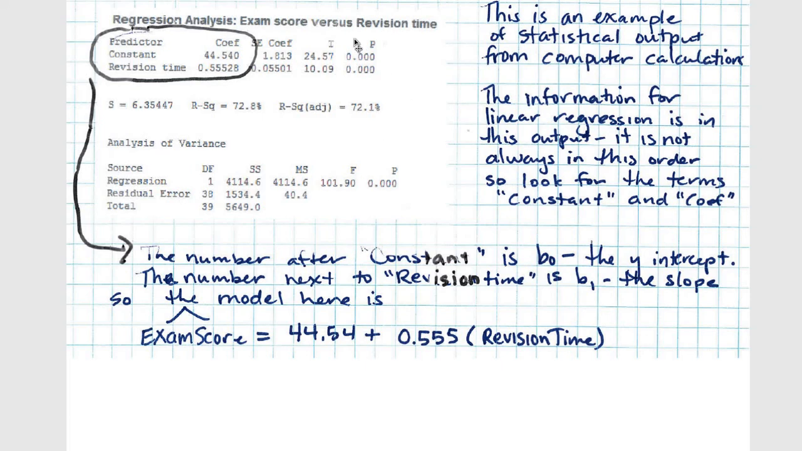So if you ever see this and you're looking for your model, why didn't I put this up before with the regression, the linear stuff? Anyway, doesn't matter. Look for constant and coefficient. That's going to help you find your numbers. The number after constant is the y-intercept. The number next to revision time in this one would be considered the slope. Then they would write it exam score versus revision time, y-intercept plus your slope times revision time. So just knowing how to read that data. Really should have put that up there with the other stuff, but that's okay. It does give you your R squared value. So you can see that there.